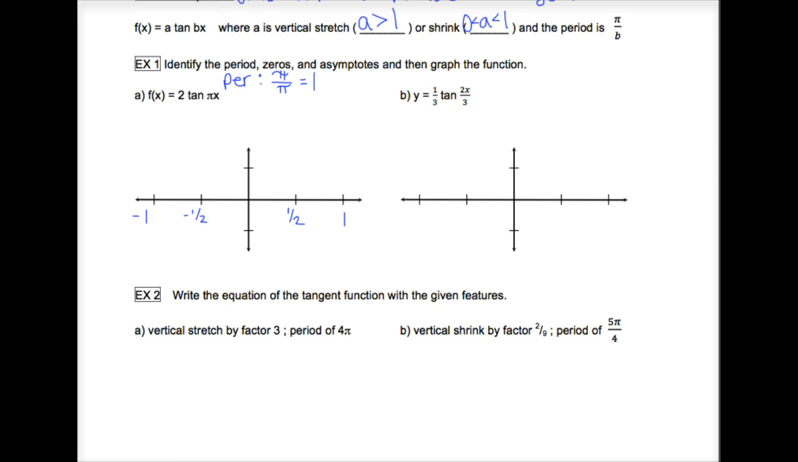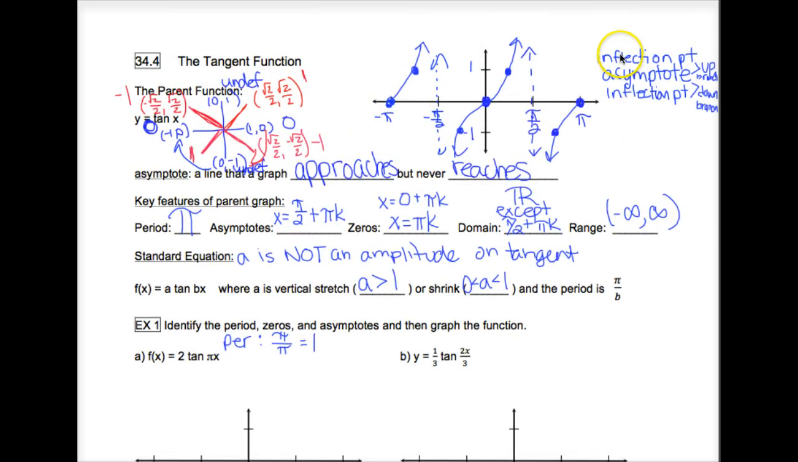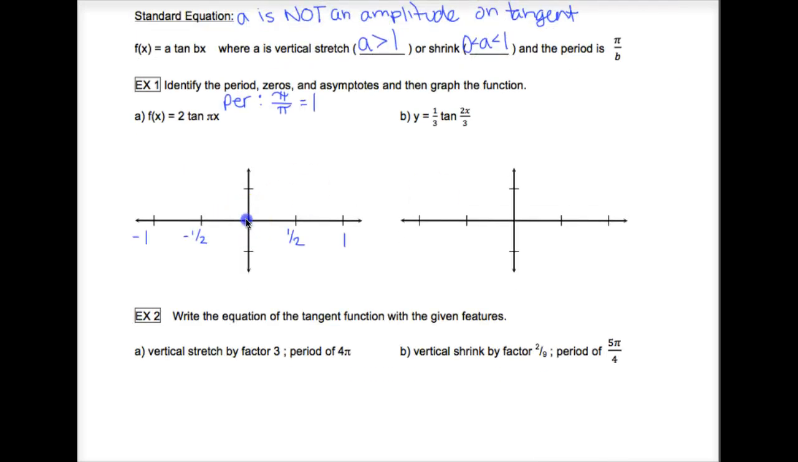So I look at my two patterns. My first pattern is inflection point, asymptote, inflection point. So I use that. Inflection point, asymptote, inflection point. And same thing on the other side. This is an inflection point, so this is an asymptote, and this is an inflection point.